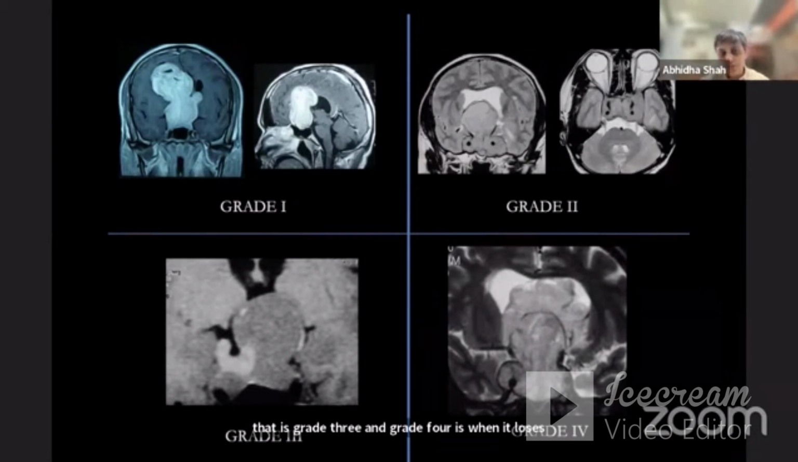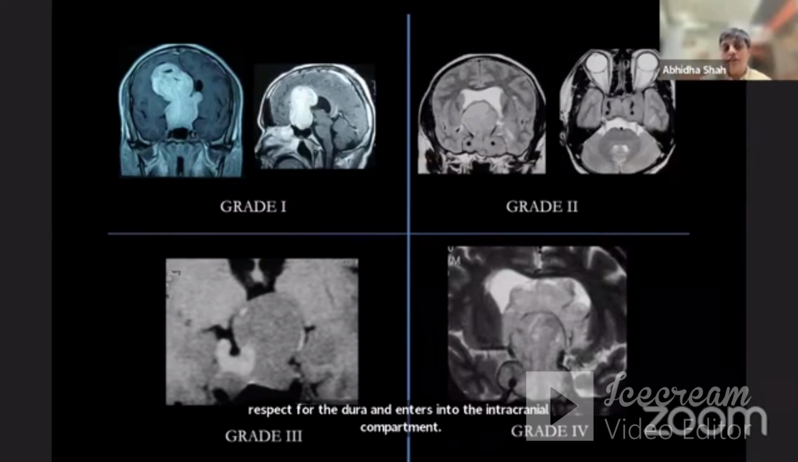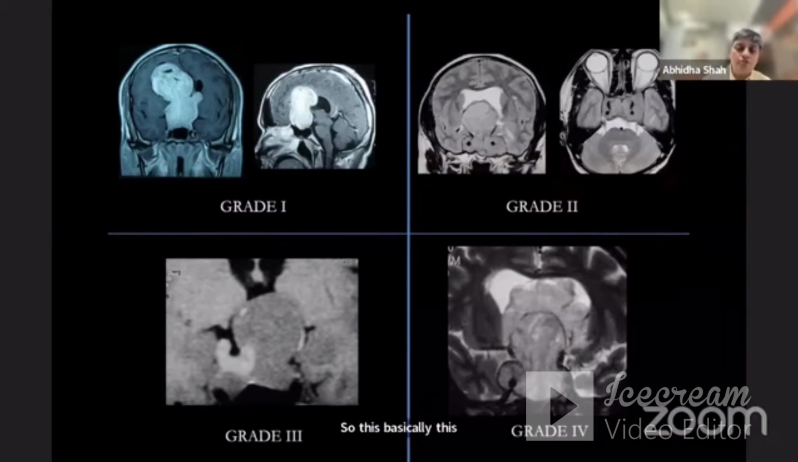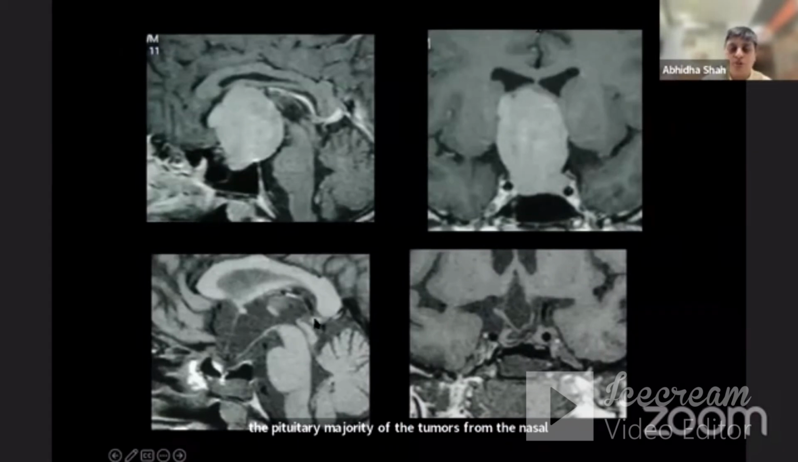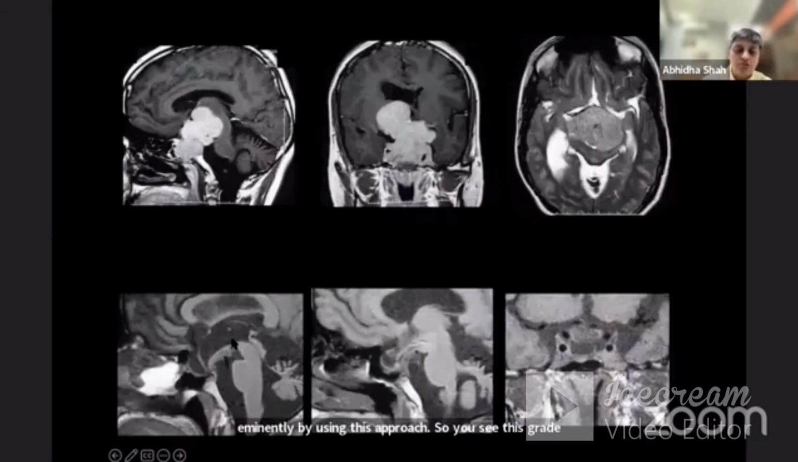So basically this classification tells you that you can approach all the tumors of the pituitary, the majority of the tumors, from the nasal route. Maybe it is the transsphenoidal endonasal route, but most of these tumors can be approached and removed eminently by using this approach. So you see this grade 1 pituitary tumor removed using a transsphenoidal approach.